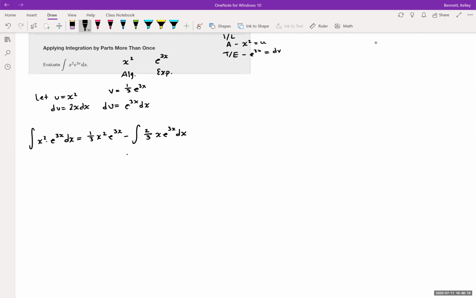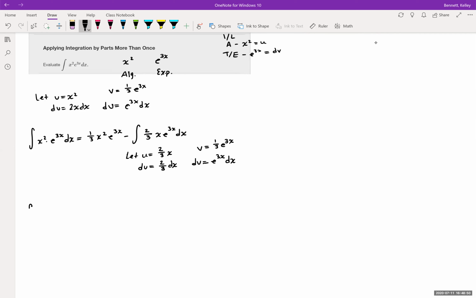It's the same thing. x is algebraic, e to the 3x is exponential, so it's still going to be the same thing. So we're going to let u be 2/3 x so that du is 2/3 dx. And then we're going to let dv equal e to the 3x dx so that v is again equal to 1/3 e to the 3x.